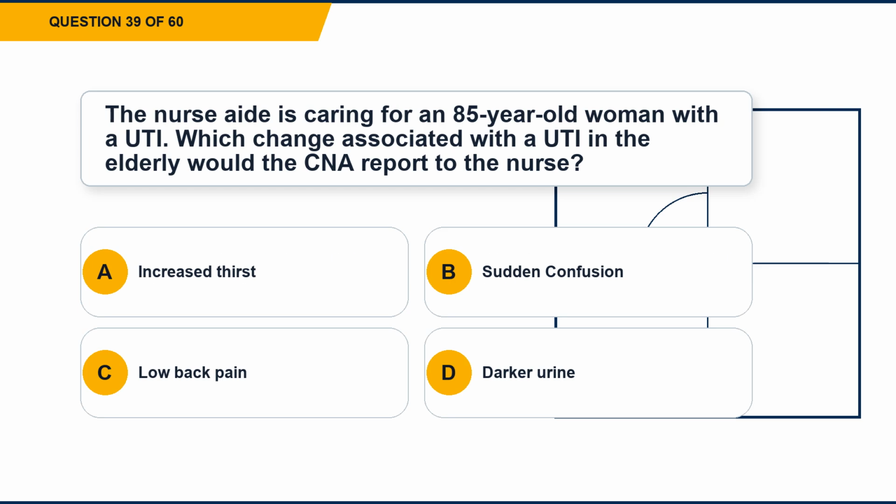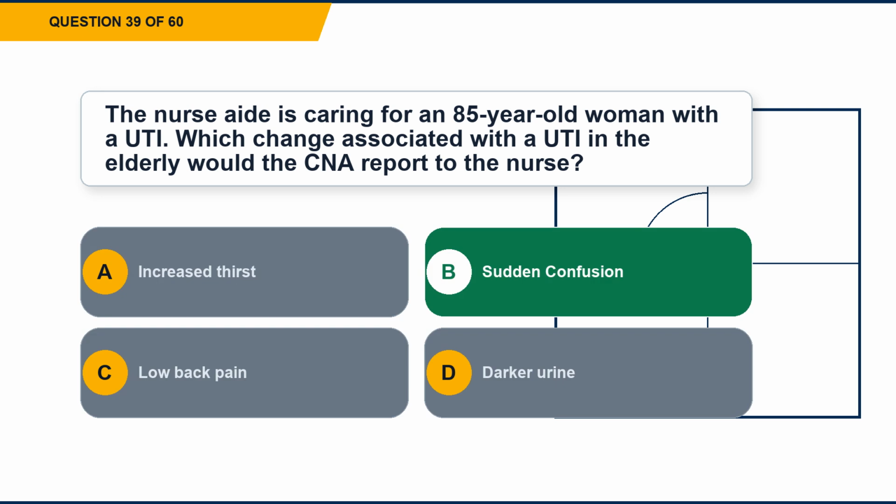Question 39. The nurse aide is caring for an 85-year-old woman with a UTI. Which change associated with a UTI in the elderly would the CNA report to the nurse? Option A. Increased thirst. Option B. Sudden confusion. Option C. Low back pain. Option D. Darker urine. The correct answer is option B.